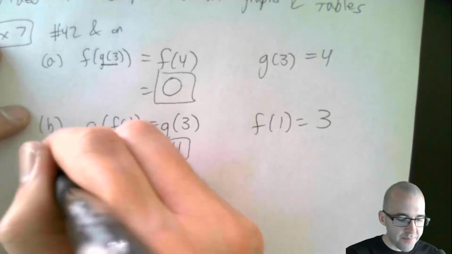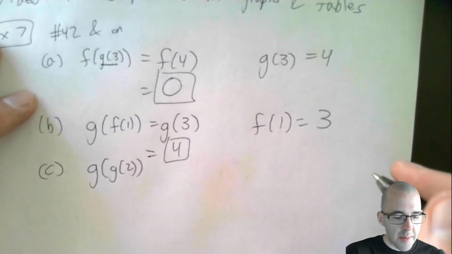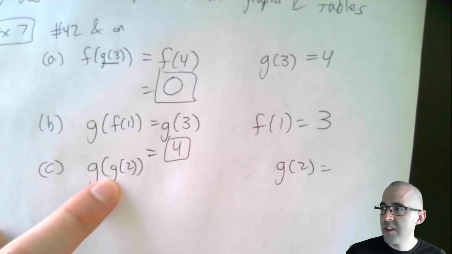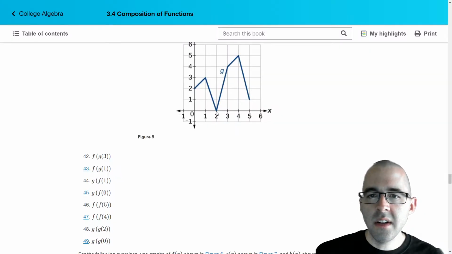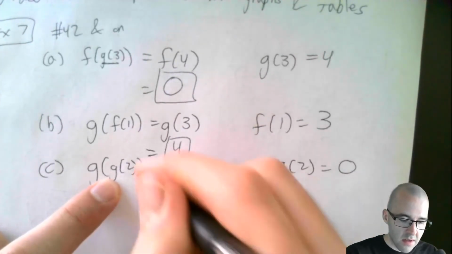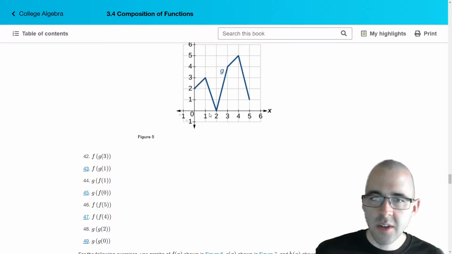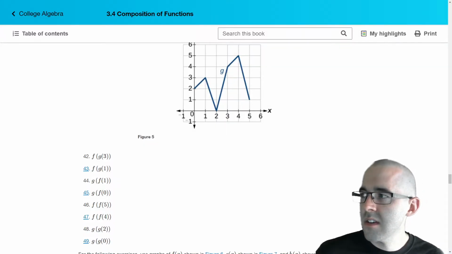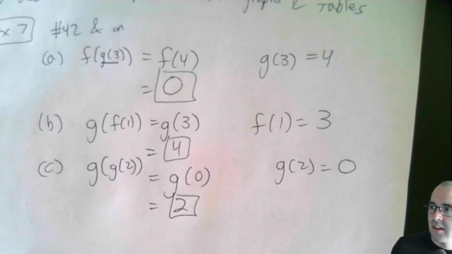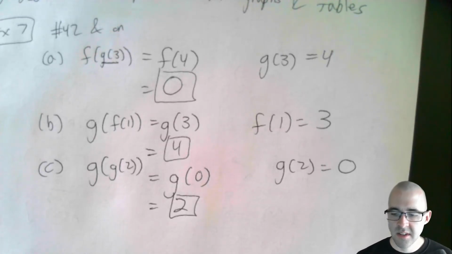So last thing, it's going to be something like 48. What is g of g of 2? Remember, this is the same idea. You still just start with finding the inside thing. What is g of 2? Well, when x is 2, g is 0. So this becomes g of 0. How do we find g of 0? Well, when x is 0, g is 2. There we go. That's how to find function compositions with graphs.